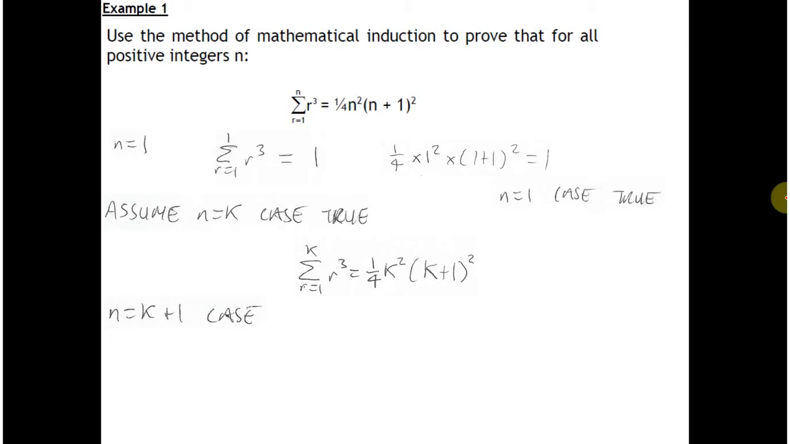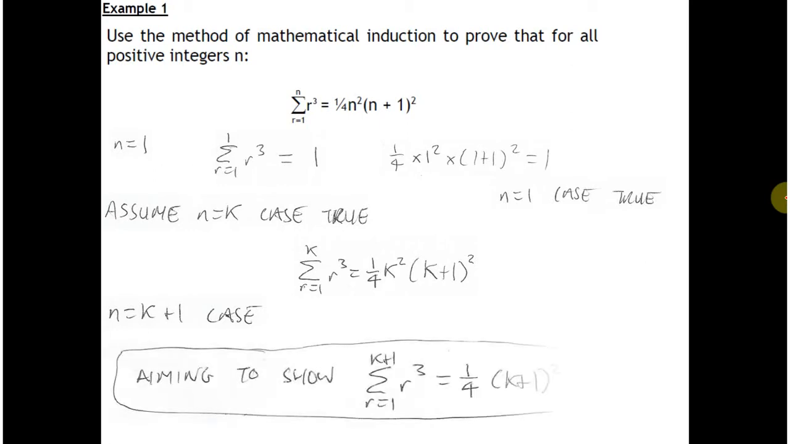Now what we're aiming to show is that the sum from r equals 1 to k plus 1 of r cubed is a quarter of k plus 1 squared times k plus 2 all squared. Basically the same formula as the n equals k formula, but with all the k's replaced with k plus 1. That's what we're aiming to show. A common error in these sorts of questions is to start with this, but we're supposed to start with the left hand side, the sum of r cubed, and rearrange to the right hand side.